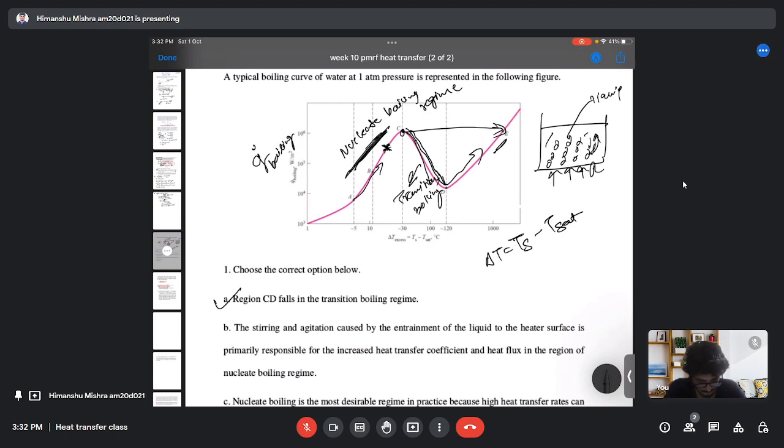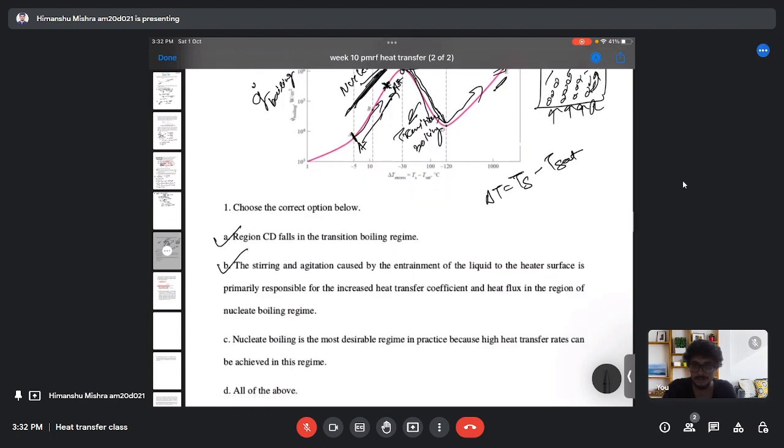So yeah, from point A to point, let's say, A star, my heat transfer coefficient will increase due to the stirring effect of the bubbles that are produced in the nucleate boiling region. So my option B is also correct.